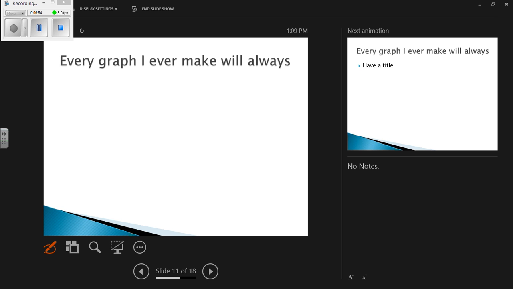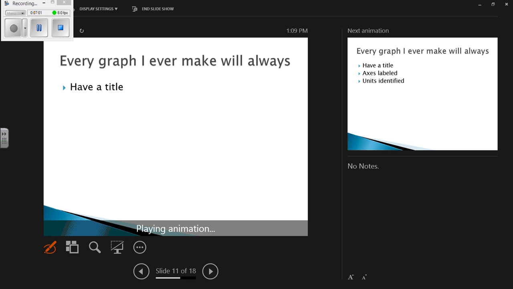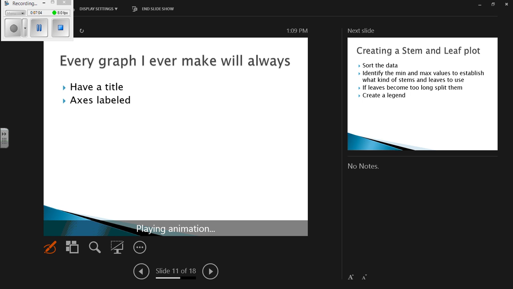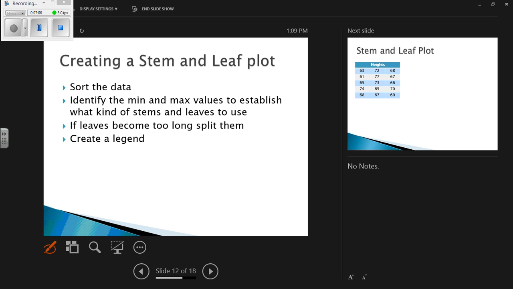Another thing to keep in mind as you're making these graphs, you want to make sure that you have a title, that you label your axes, and that you have units that are identified. All right, so let's look at some data for a stem and leaf plot. A lot of times, as we create this, we can sort the data. And if the leaves become too large, then go ahead and split them. This is probably a really big one to think about, especially in this data that we're about to see now.